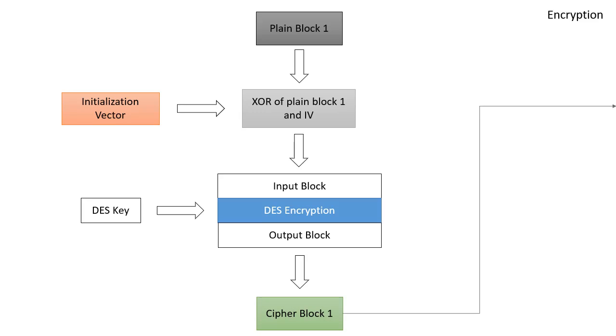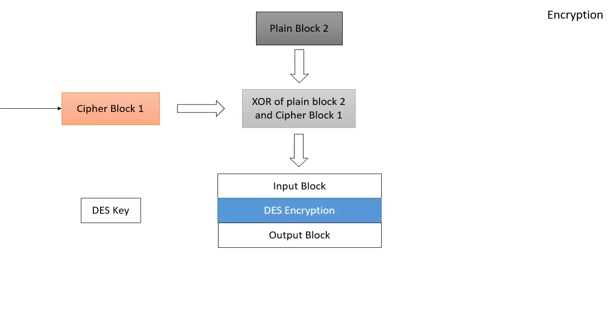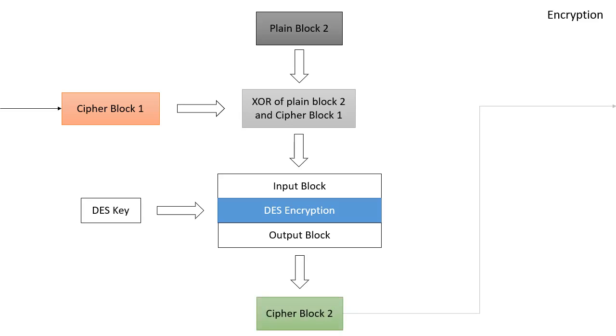This cipher block will then be used in our encryption of the next block of plaintext. The encryption for the second block is identical to the previous block. The only exception is that instead of an IV, the previous cipher block is used for XOR with the plaintext block. The product of the XOR will then go through DES encryption, which produces another cipher block. Again, this block will be used in the next encryption.